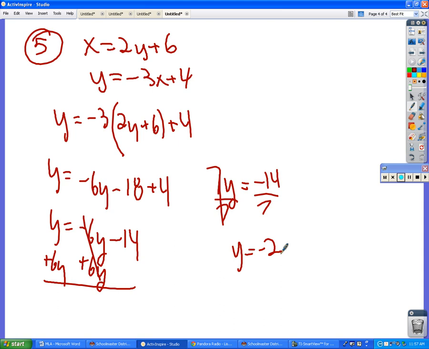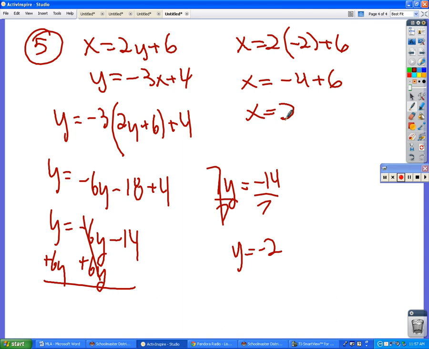What do I do with that to figure out what x is? Plug it in for the y. So I'm going to go x equals 2 times -2 plus 6. So x equals 2. Okay?